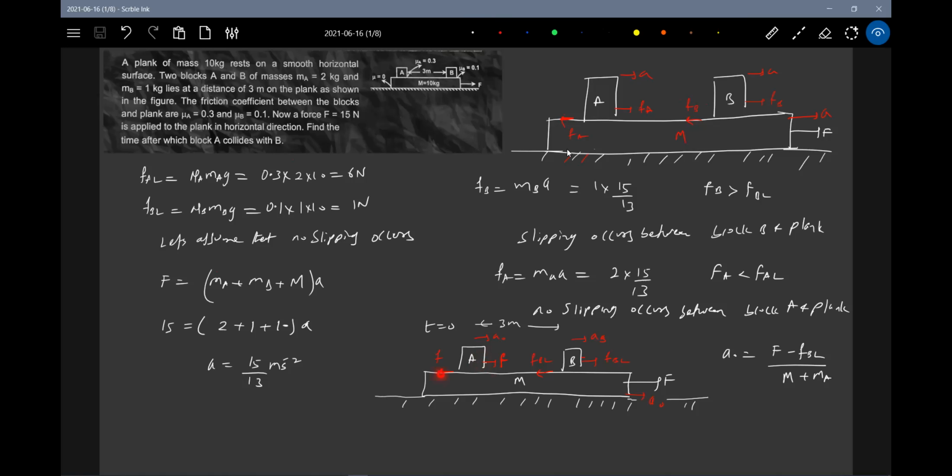Hope everyone is able to understand here now. So we know all the values. 15, F_BL value we have calculated earlier, 1. This will be 10. M_A is 2. 14 by 12, 7 by 6. This is A naught.